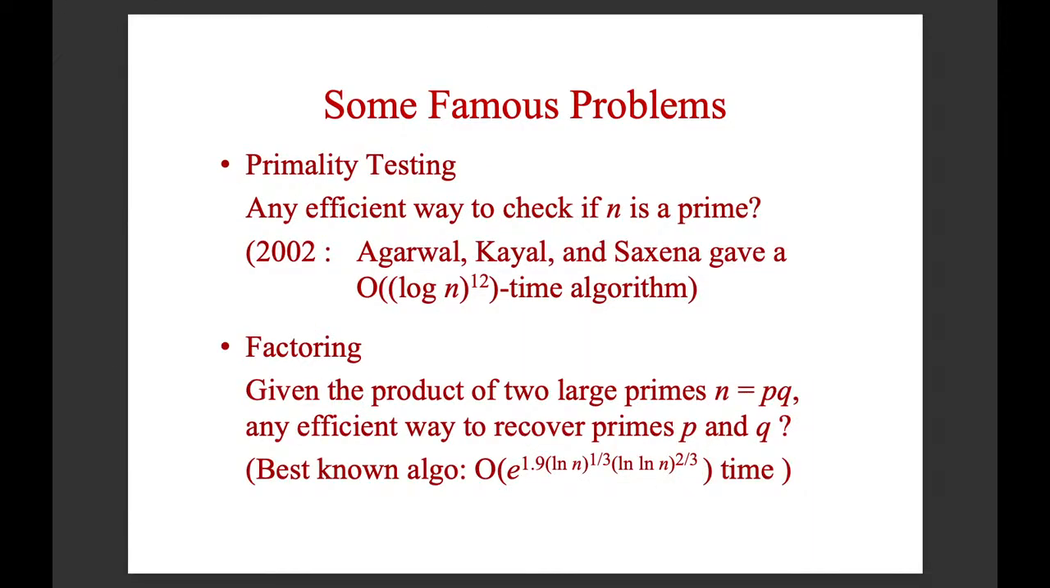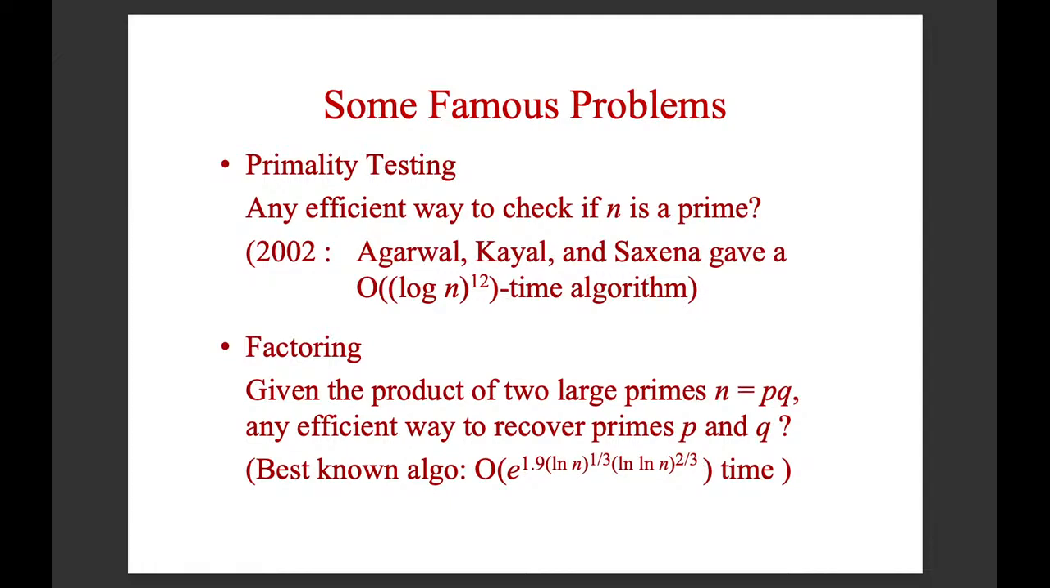Another famous problem is the primality test. So the question asks, is there an efficient way to check if n is a prime or not? We know how to check if n is a prime or not. We have written this as our fundamental exercise in programming. We can check whether 2, 3, 4 up to n minus 1 can divide n properly. So this is a method. But this method is not fast in the sense that it takes exponential time to compute.